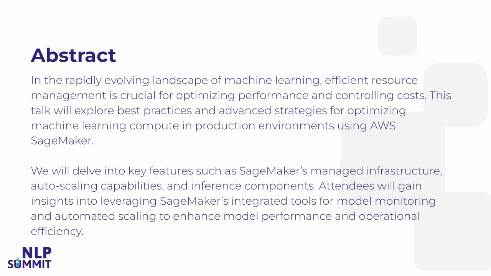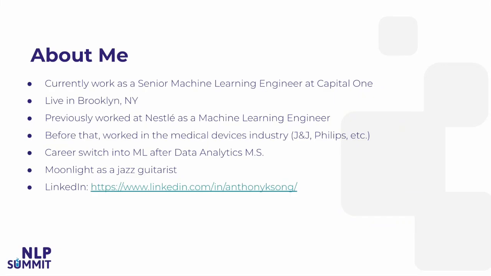In the rapidly evolving landscape of machine learning, efficient resource management is crucial for optimizing performance and controlling costs. This talk will explore best practices and advanced strategies for optimizing machine learning compute in production environments using AWS SageMaker. We will delve into key features such as SageMaker's managed infrastructure, auto-scaling capabilities, and inference components. Attendees will gain insights into leveraging SageMaker's integrated tools for model monitoring and automated scaling to enhance model performance and operational efficiency.